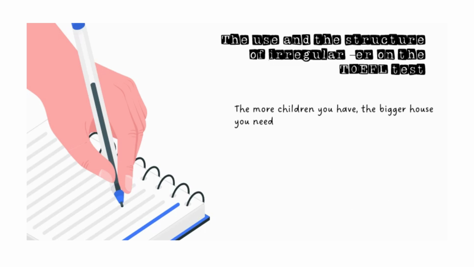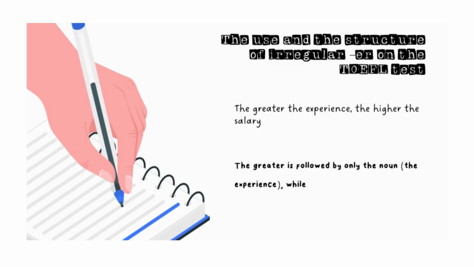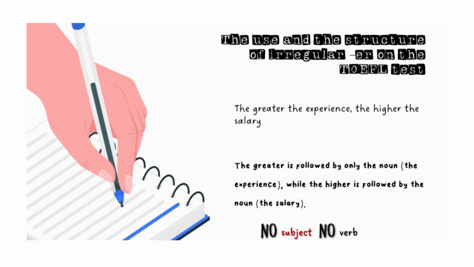Okay, now let's take a look at the last example. The greater the experience, the higher the salary. Here, we can see that the greater is followed directly by a noun, and the higher is also followed directly by a noun. We don't see any subject and verb. It is considered correct for comparisons only. Although it doesn't have subject and verb, it is still considered correct.